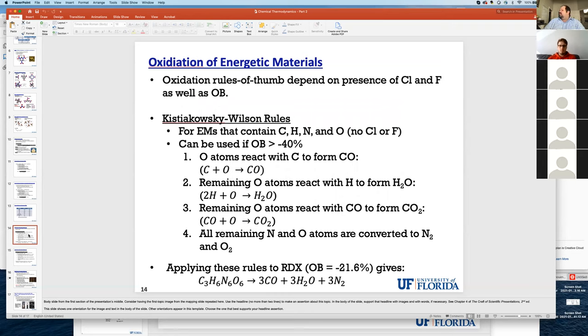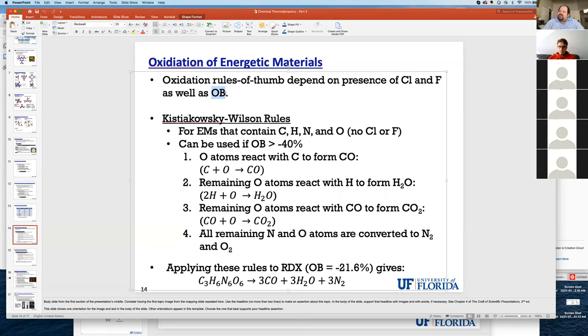Okay, and so now if we want to estimate what the products will actually be, we can apply a similar oxidation hierarchy to what we did for hydrocarbons. These oxidation rules get kind of messy because they depend on the presence of chlorine and fluorine, and they even depend on the oxygen balance. I'm aware of about 4 or 5 different hierarchy rules. I'm just going to go over one of them.